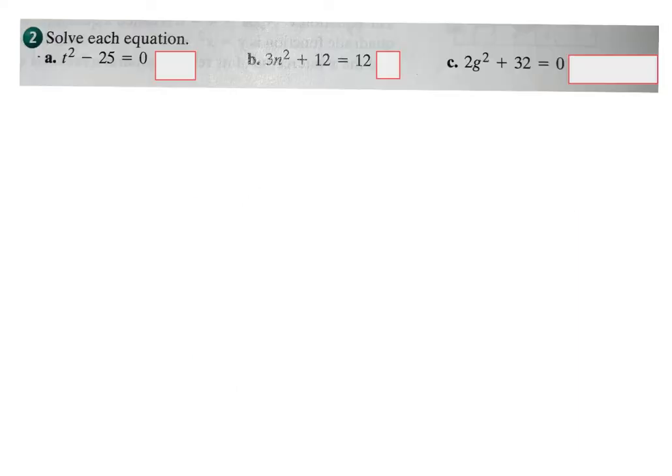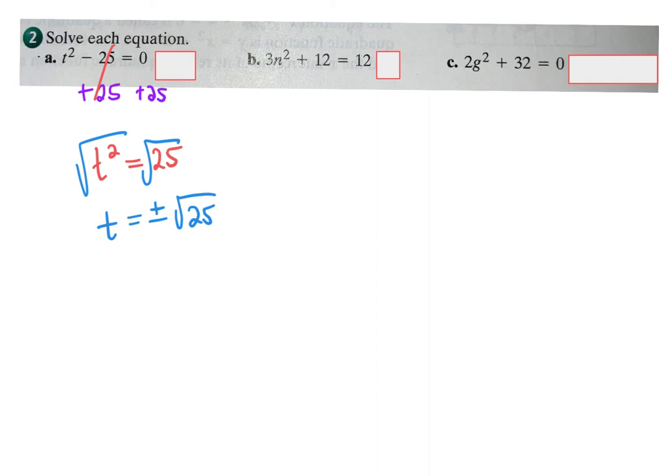All right. So for the first one, you should have added 25 to both sides. You would have gotten t squared equals 25. Taking the square root of both sides, you would have gotten t equals the positive and negative root of 25. So your answer here would be positive or -5.